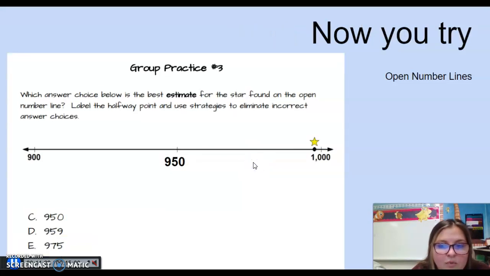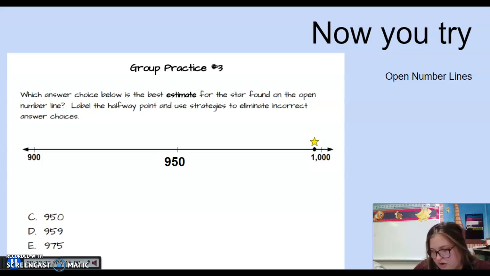Okay, and we're going to do one more together. I want you to try this one on your own, so you can pause the video and go over it and come back and see if you got it correct. So the first line that we have, the tick mark says 900. So we know that our numbers have to be greater than 900. And our last tick mark says 1,000. So we know that our numbers have to be less than 1,000. Okay? And our star's really close down there to the 1,000 mark.